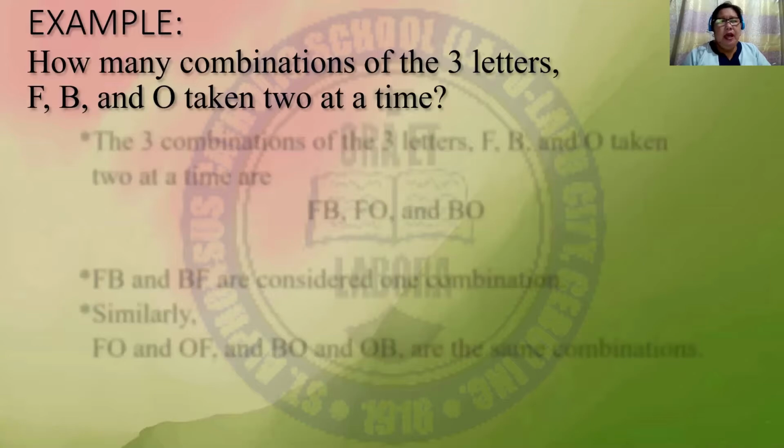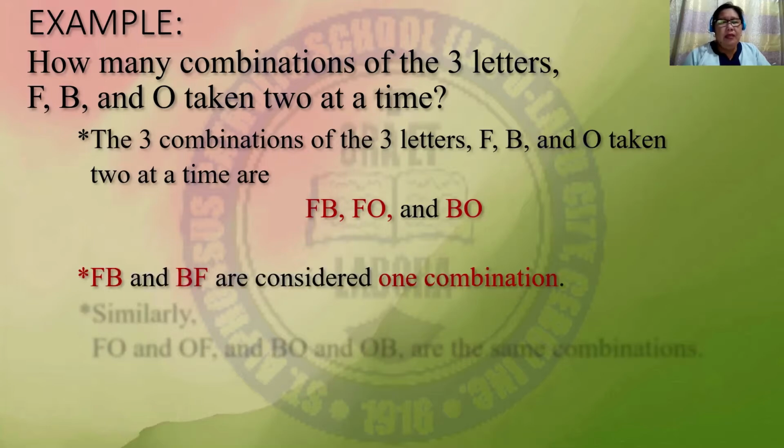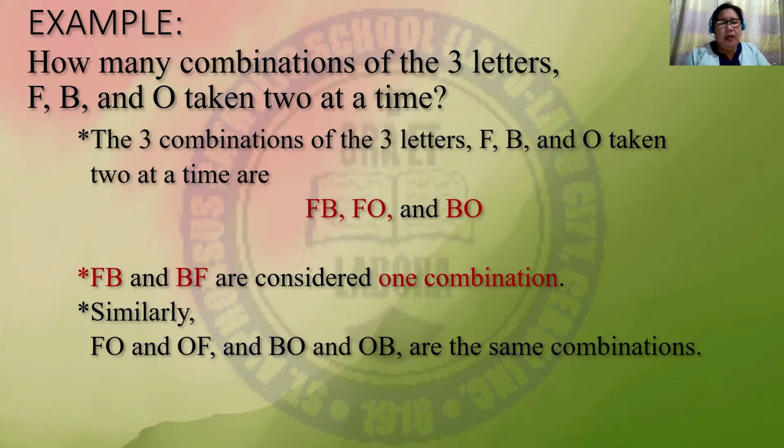For example, how many combinations of the three letters F, B, and O taken two at a time? The three combinations of the three letters F, B, and O taken two at a time are FB, FO, and BO. FB and BF are considered as one combination only. Similarly, FO and OF is one combination, and BO and OB is also one combination.